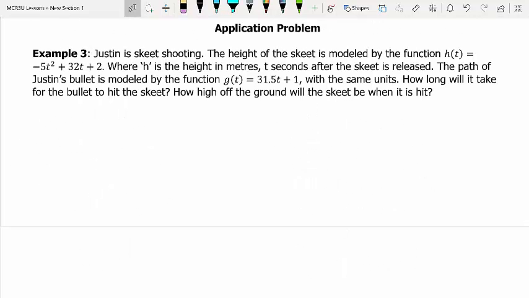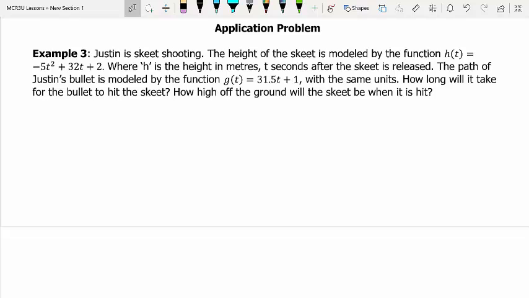Let's finish with an application problem. Justin is skeet shooting. The height of the skeet is modeled by the function h at t is equal to negative 5t squared plus 32t plus 2, where h is the height in meters, t is the time in seconds after the skeet is released. The path of Justin's bullet is modeled by the function g at t is equal to 31.5t plus 1, with the same units. How long will it take the bullet to hit the skeet? How high off the ground will the skeet be when it is hit?